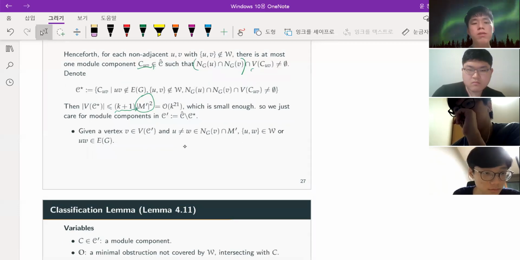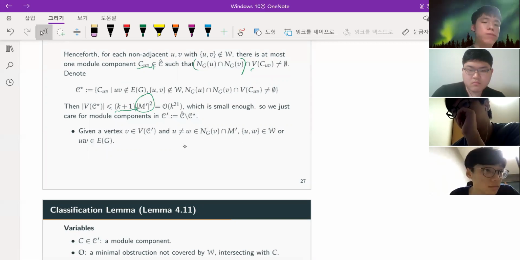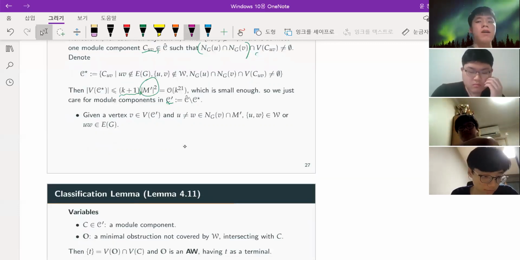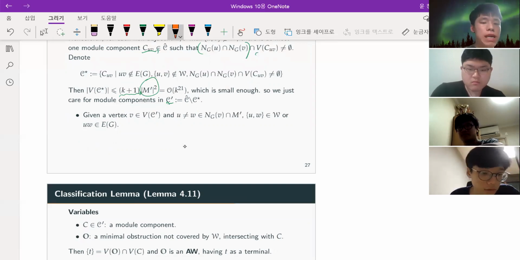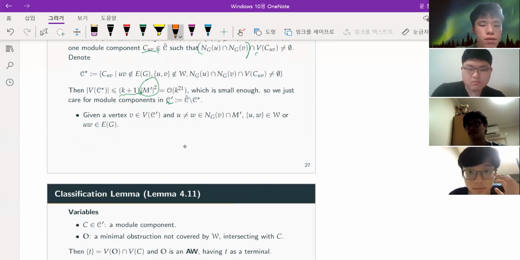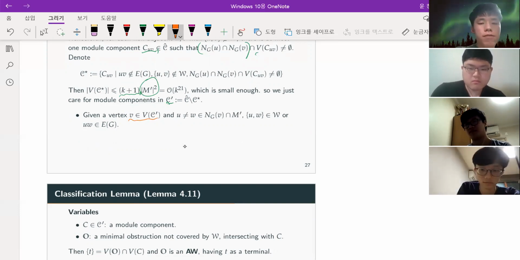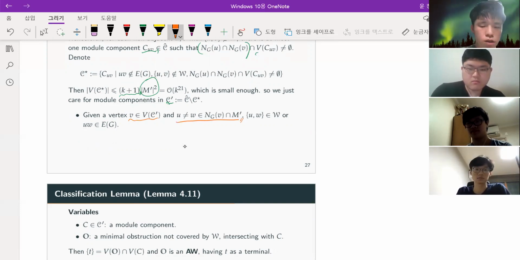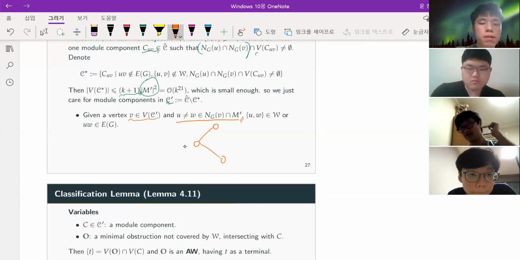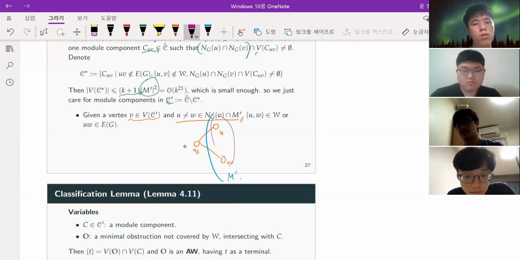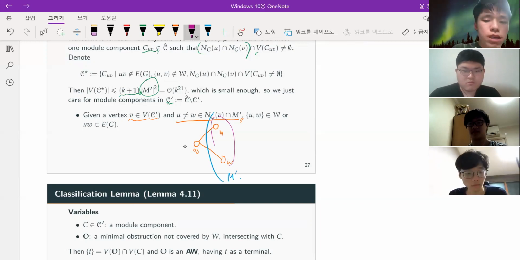We call these module components C prime. And by refining all the other dirty sets, we obtain that given a vertex V belonging to C prime and distinct vertices adjacent to V that belong to M prime, then they are covered by W, or they should be adjacent.